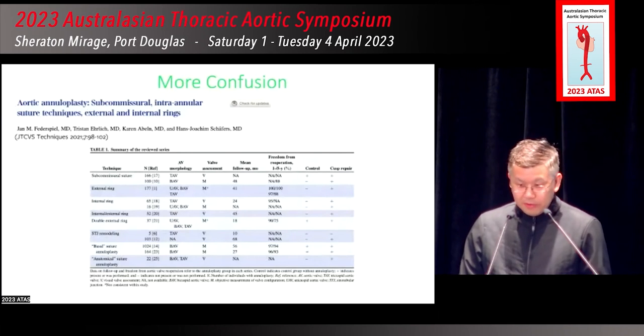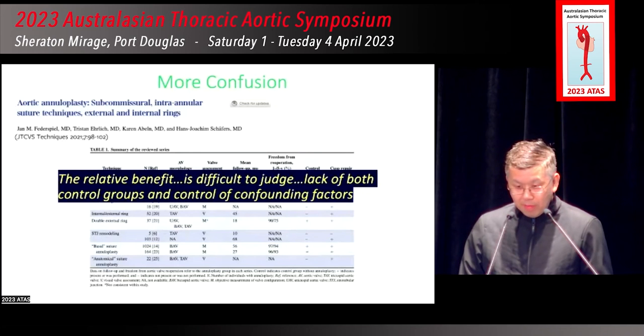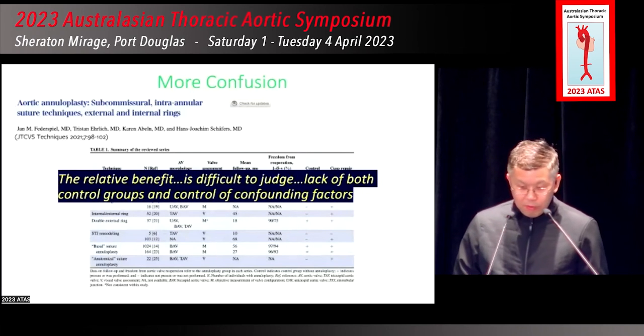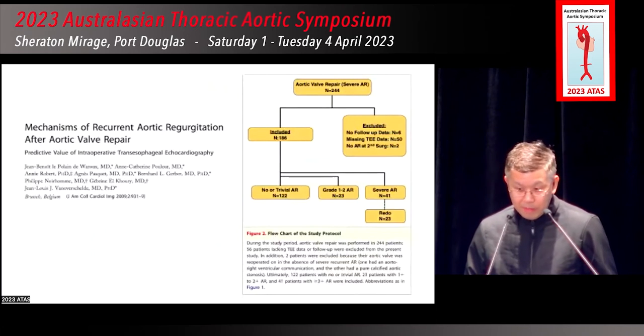So when you think about annuloplasty, you've got subcommissural annuloplasty, intraannular rings, external rings, all these various techniques. And the problem is that it's hard to judge all this because there's a lack of control group. Everyone's kind of doing what they're comfortable with, and a lack of many confounding factors.